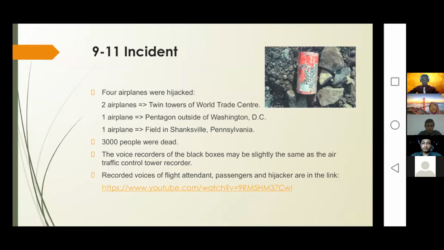And for the 9/11 incident, there were 4 airplanes involved that were hijacked. 2 airplanes crashed into the Twin Towers of the World Trade Center, 1 airplane crashed at the Pentagon outside of Washington, D.C., and 1 airplane crashed in a field in Shanksville, Pennsylvania. In this incident, about 3,000 people died.